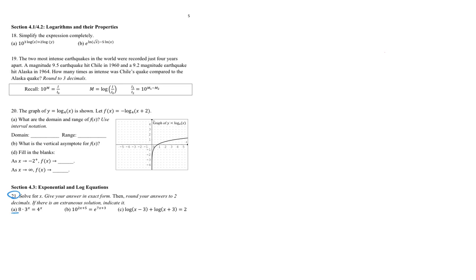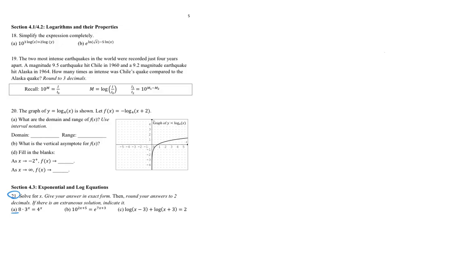Okay, and then we'll look at 21. For 21a, let's go ahead and start by taking the natural log of both sides. When in doubt, take the natural log. So I have the natural log of 8 times 3 to the power of x equals the natural log of 4 to the power of x. And then since I have multiplication inside of my natural log, I can go ahead and rewrite this as addition. And then I have natural log of 8 plus natural log of 3 to the x equals the natural log of 4 to the power of x.